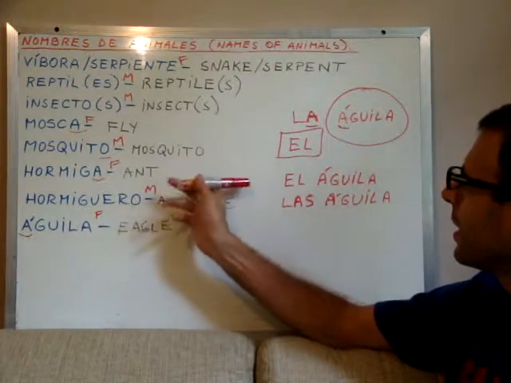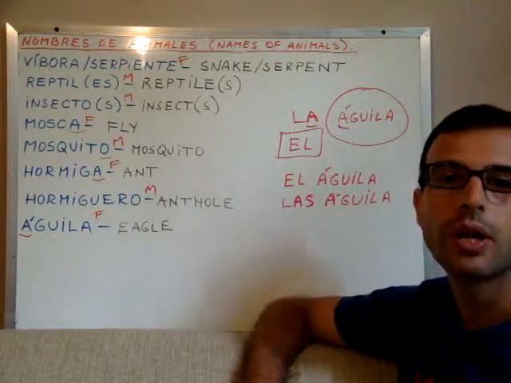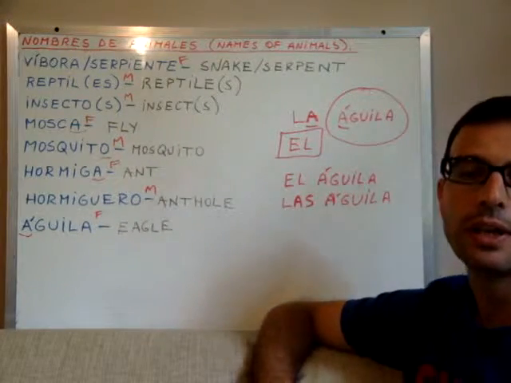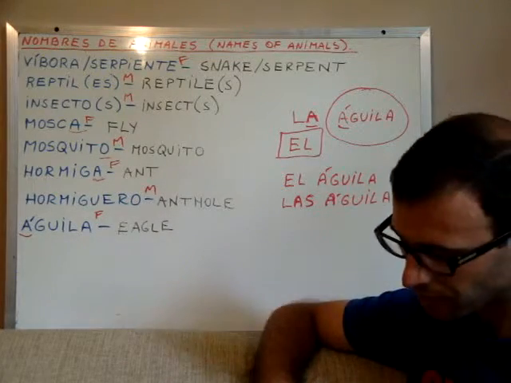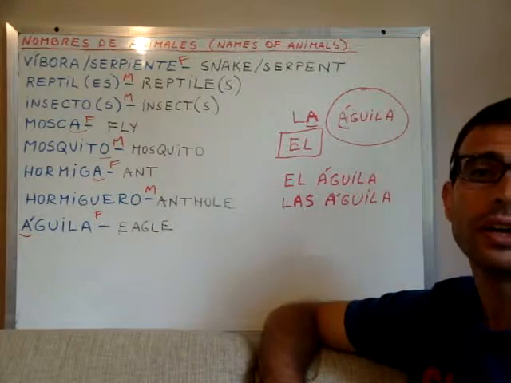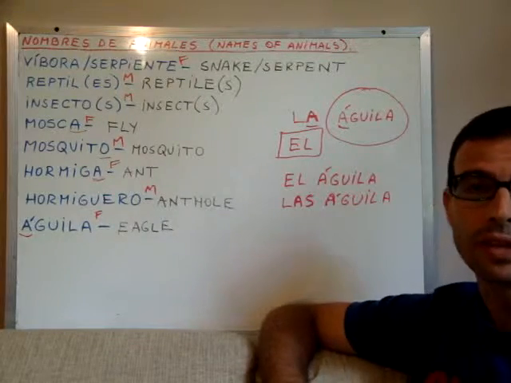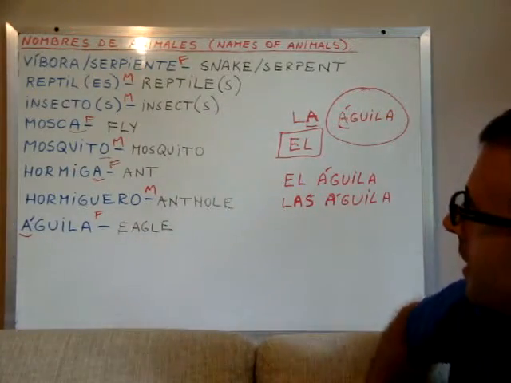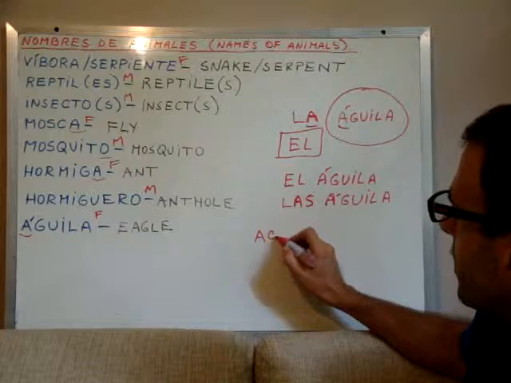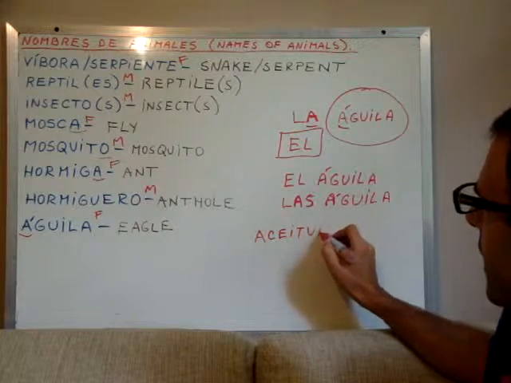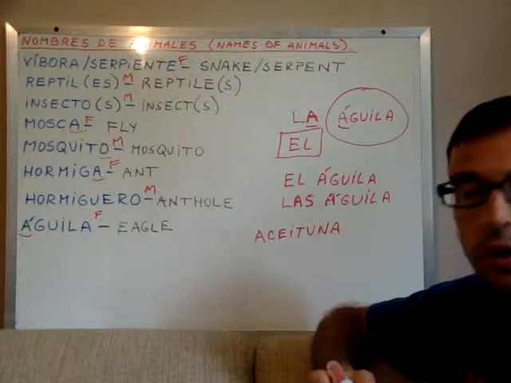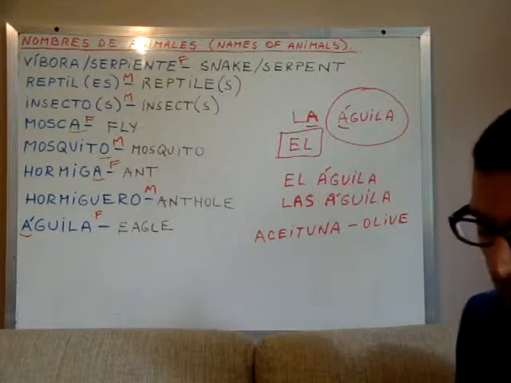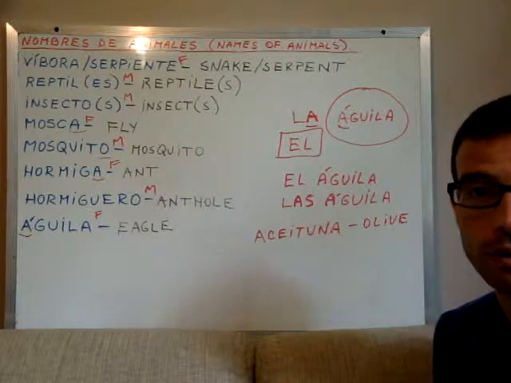And this is the same with almost all the feminine nouns that begin with A, right? The only noun that begins with A in the Spanish language that I could think of, and that is an exception to this rule, is the word aceituna. Aceituna means olive, right? Olive. Aceituna is a feminine noun.